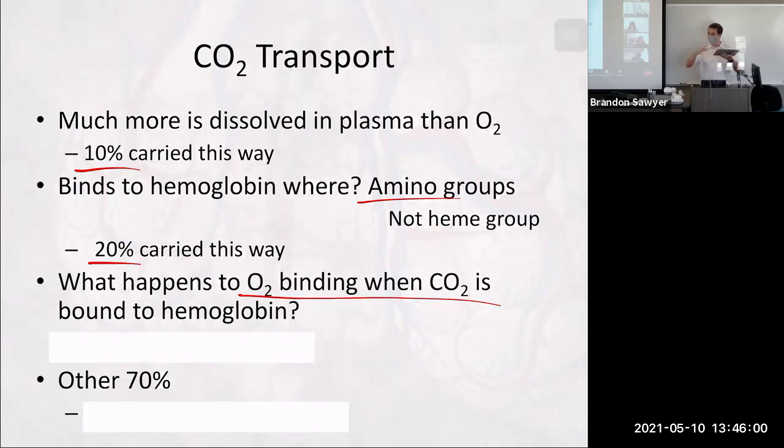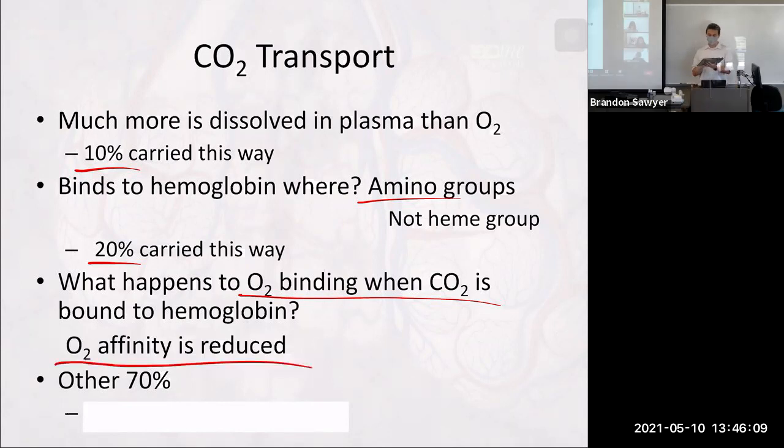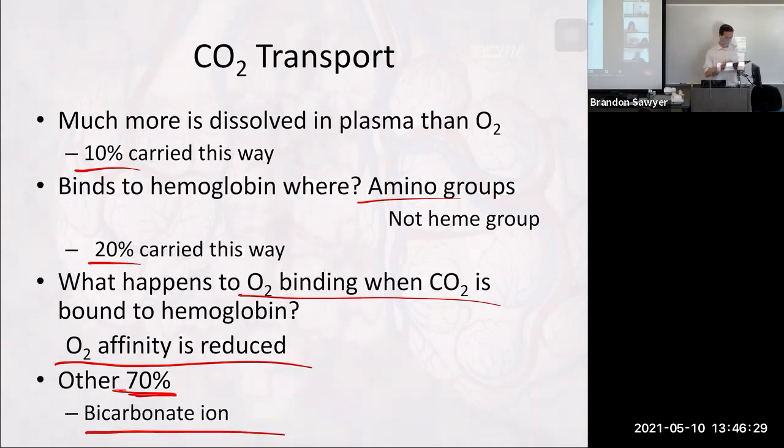One thing that we talked about before is what happens to O2 binding when CO2 is bound to hemoglobin. This is part of shifting that curve that we talked about. The higher CO2 levels lead to oxygen coming off of hemoglobin more readily, or increased unloading. So the O2 affinity of hemoglobin is reduced when CO2 is bound to hemoglobin. The more CO2 there is present, the more likely oxygen is to get pushed off of hemoglobin. But the majority way that CO2 is carried in the body is by the bicarbonate ion, HCO3 negative.